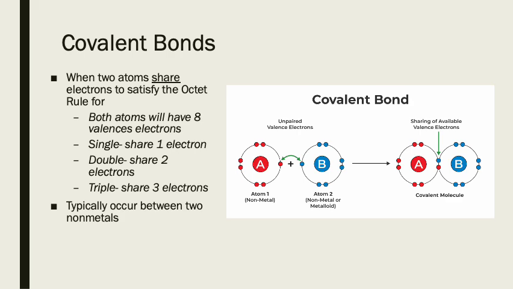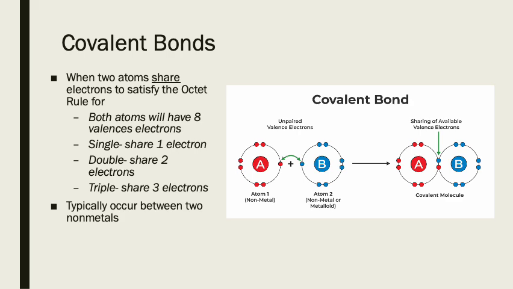So in a covalent bond, atoms share electrons. You have two atoms that are missing some of their valence electrons. Maybe they have 6, maybe they have 7, but they want that 8th one. And if they work together and they share what they have, they can both satisfy the octet rule by getting 8. So when things covalently bond, they both end up with 8 valence electrons. They don't give away or take, but they share.